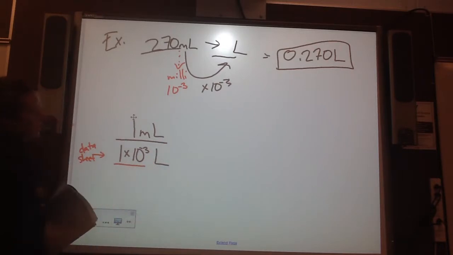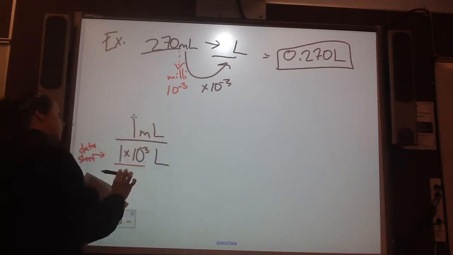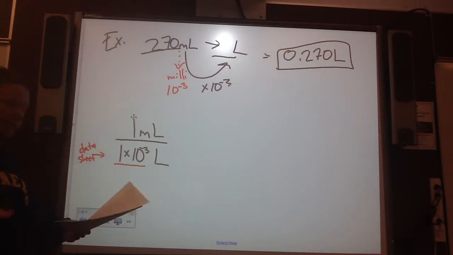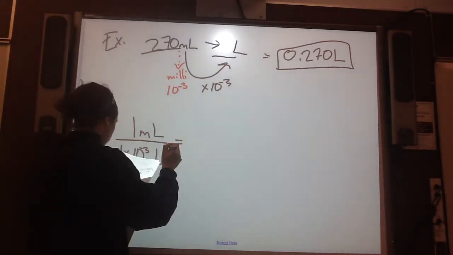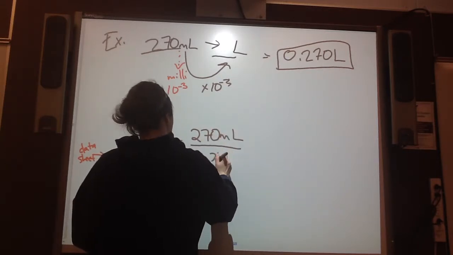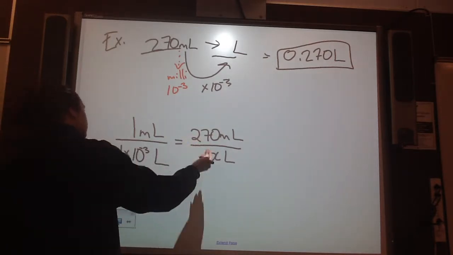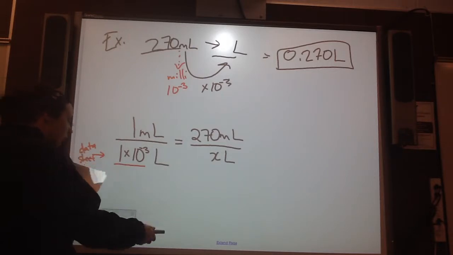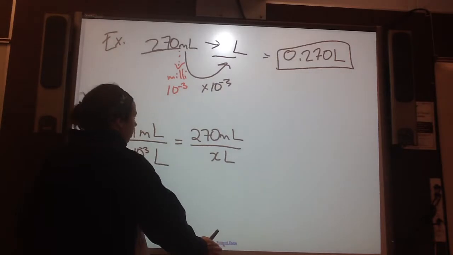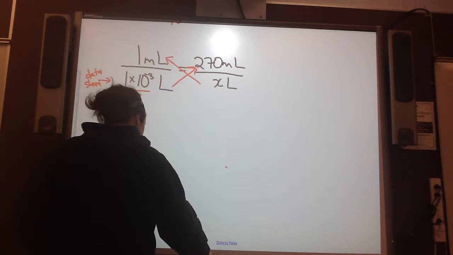Because remember, liters is my common base unit. So in order to change it into milliliters, I need times 10 to the -3. So this is my ratio to compare milliliters and liters. I equal that to 270 milliliters over X liters. I'm trying to find out how many liters is in 270 milliliters. So I'm using this ratio to compare and understand what's going on. As we talked about before, you cross multiply and solve for X.